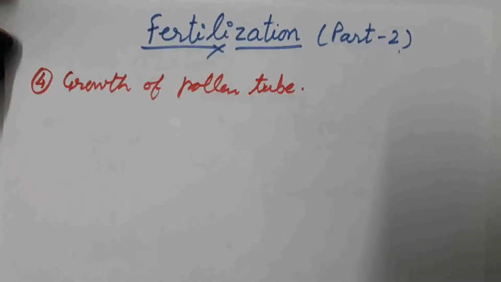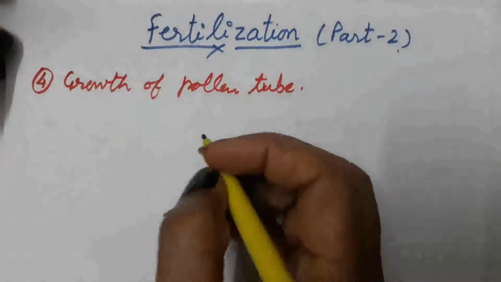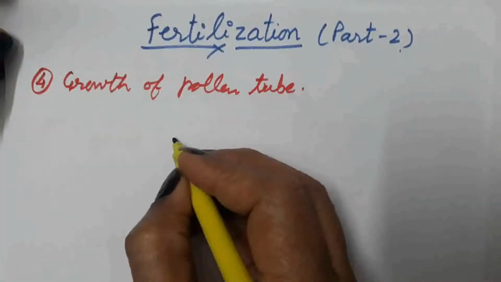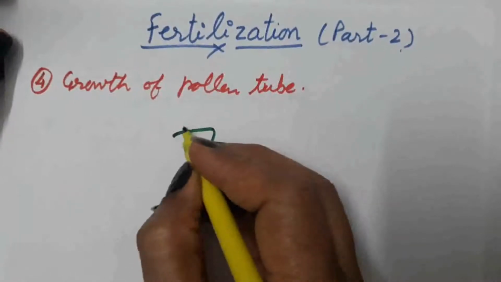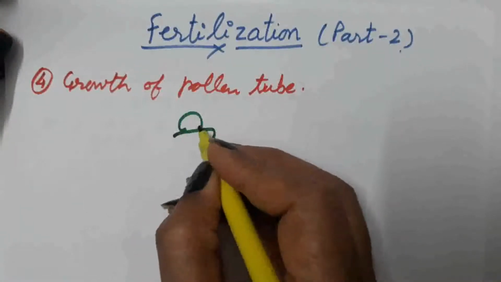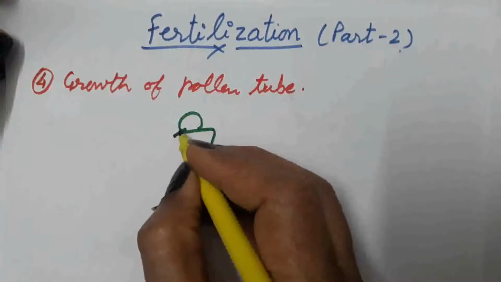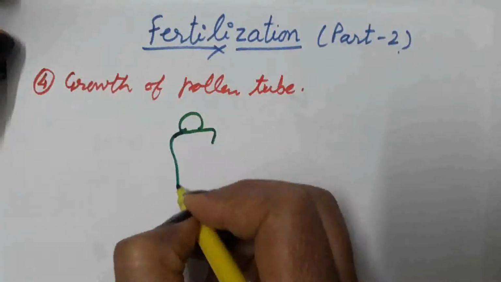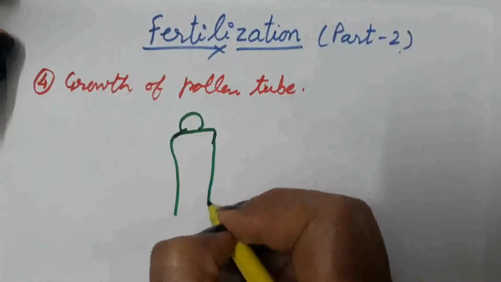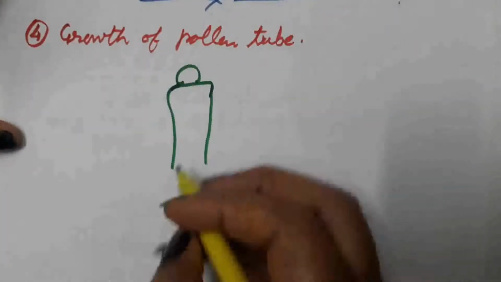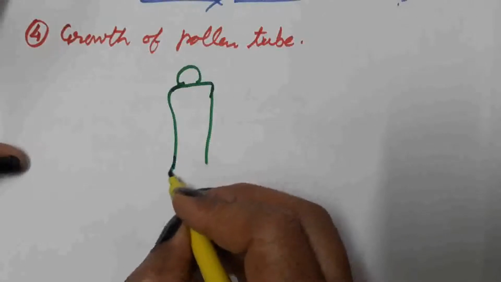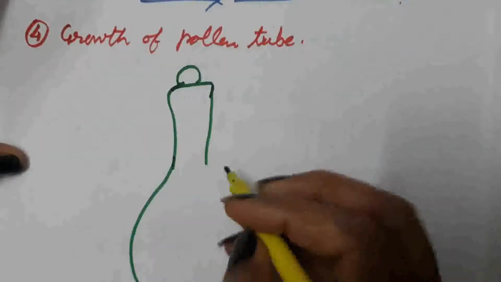This time I am going to draw the complete diagram for clear understanding. This is the carpel on which pollen grain lands after pollination. Stigma, style, and ovary.